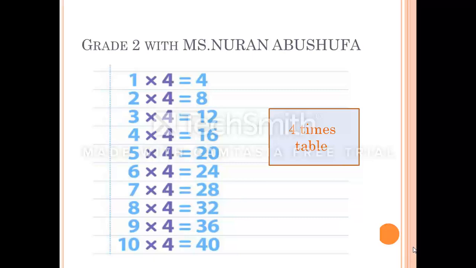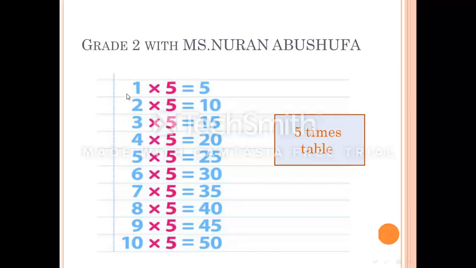4 times table. 1 4's 4, 2 4's 8, 3 4's 12, 4 4's 16, 5 4's 20, 6 4's 24, 7 4's 28, 8 4's 32, 9 4's 36, 10 4's is 40.